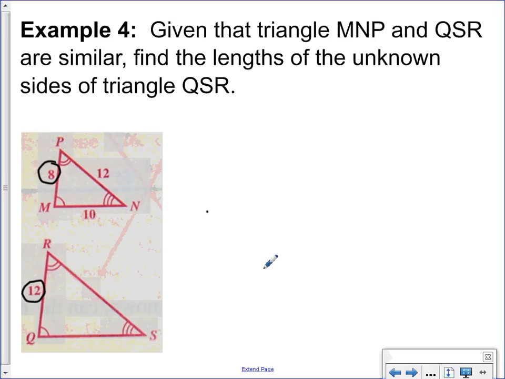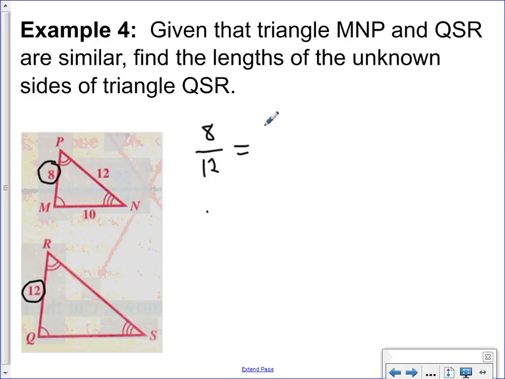When you set up ratios, make sure you set it up in a uniform manner. So if we're going small triangle to big triangle, then make sure you keep it that way. If you go big triangle to small triangle, make sure you keep it that way when you set up your equations. So let's go small to big. We know that we have a ratio of 8 to 12 on one side. Okay, let's find the other side.